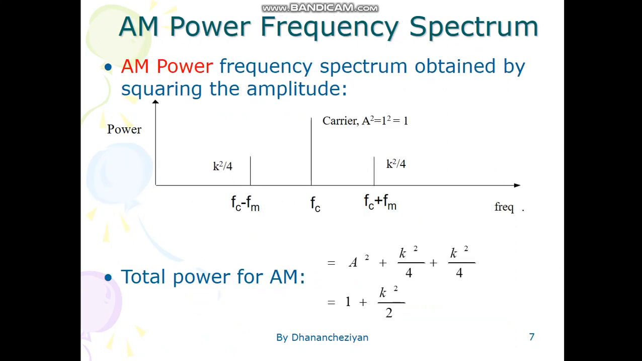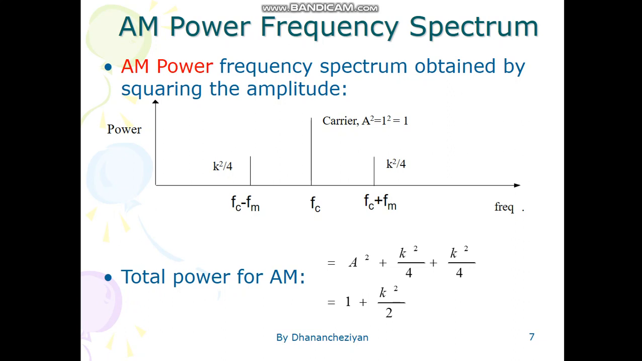Next, the AM power frequency spectrum. It can be obtained by squaring the amplitude, since we can square the amplitude to get the RMS power, as we already know. On the x-axis we have frequency, on the y-axis power, and we have three components. Squaring the amplitude of the carrier, A square becomes 1 square, which is 1. The upper sideband amplitude is k divided by 2, so it becomes k square divided by 4. The lower sideband is k divided by 2 again, so squaring gives k square divided by 4.